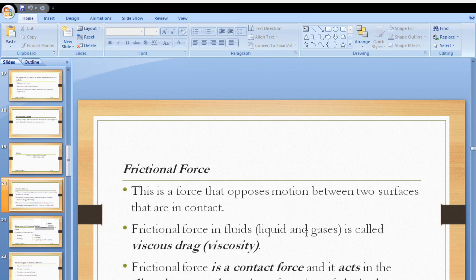So let's look at frictional force. Frictional force is a force that opposes motion between two surfaces that are in contact. So it means it is a contact force, because the two bodies have to be in contact. Frictional force in fluids is called viscous drag or viscosity. It's a contact force, the way I've said, and it acts in the direction opposite to that of the motion of the body.